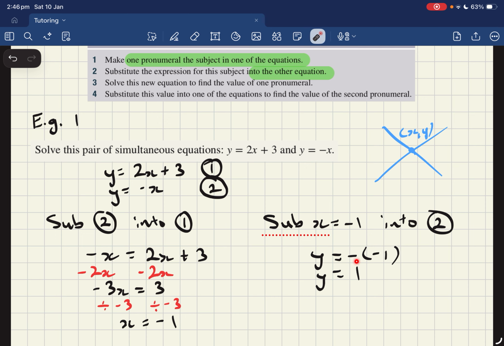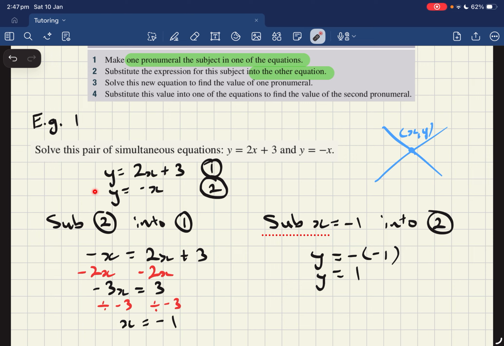Now, y is 1 here, so I can imagine 1 on this left-hand side. If I sub in negative 1 in for this x, I'll get 2 times minus 1, which is minus 2, plus 3, which gives me 1. So 1 equals 1. It's a true equation, so it's a solution. Both of these are a solution to this first equation.